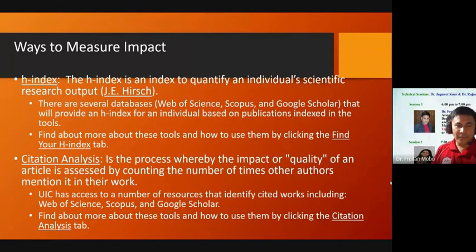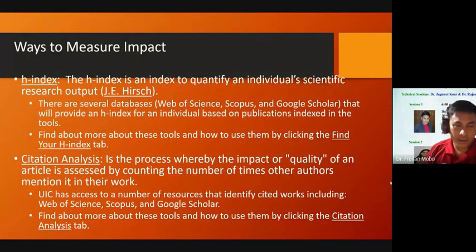And then citation analysis becomes more popular, because there is citation analysis which is also connected to construction. We cannot even say that a house has a quality structure because that was based on other authors' findings. Citation analysis is the process whereby the impact or quality of an article is assessed by counting the number of times other authors cite it. So we have to check on that.